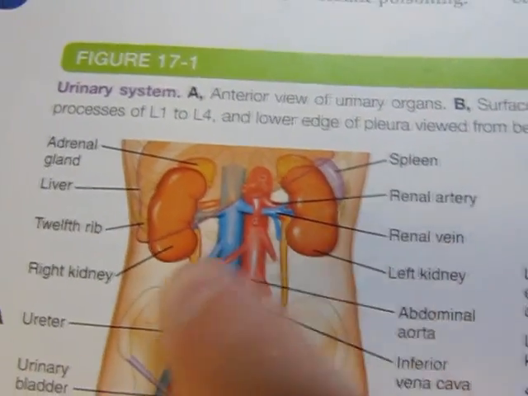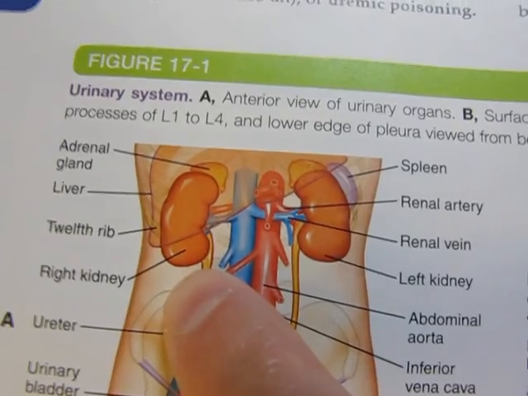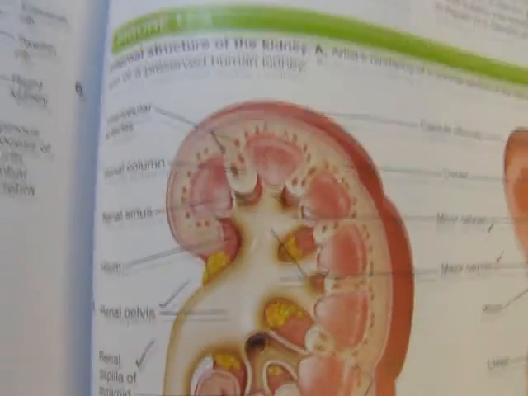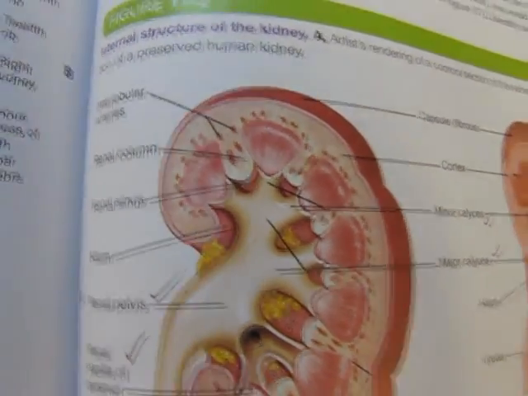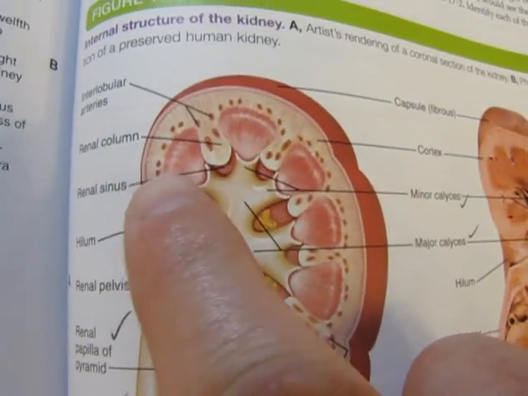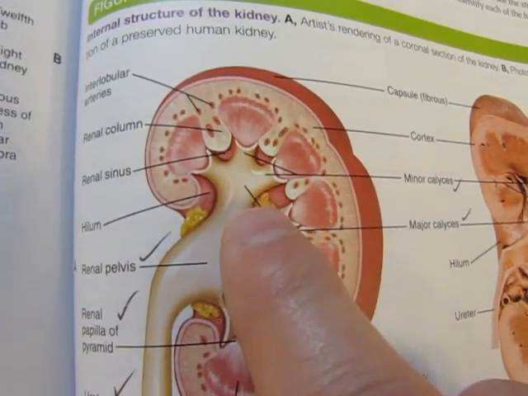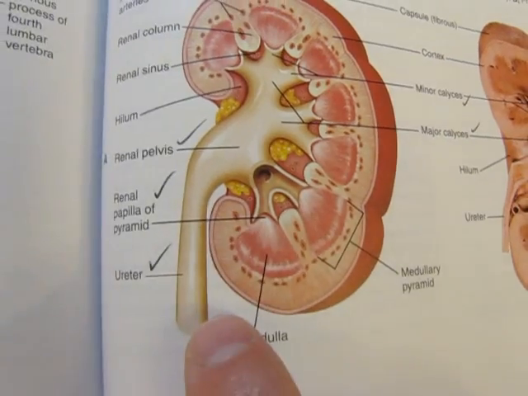Now we have the 2 kidneys. Those have all the filters. The filters are called the nephrons. Well, each kidney has 1 million nephrons. They're the ones that actually do the filtering. And they go down, the urine, the waste product, is collected, and comes out the ureter.